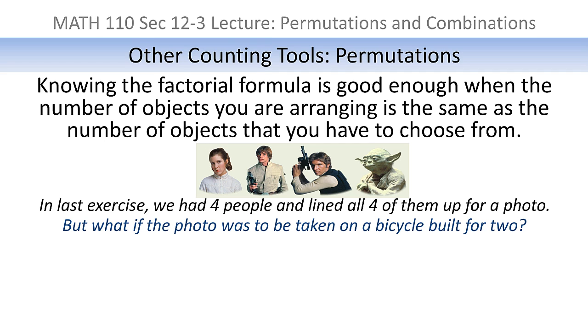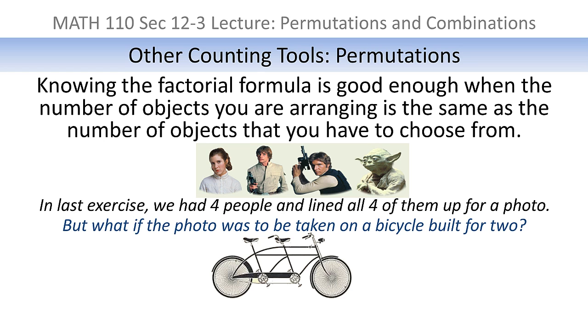But what if we were doing something different? Suppose we had those 4 people, but the promotional photo was being taken on, say, a bicycle built for 2. How would that change things? So this time we're still choosing from 4 people, but we don't want to select them all 4 at a time. We only pick them in pairs because a bicycle built for 2 only holds 2.